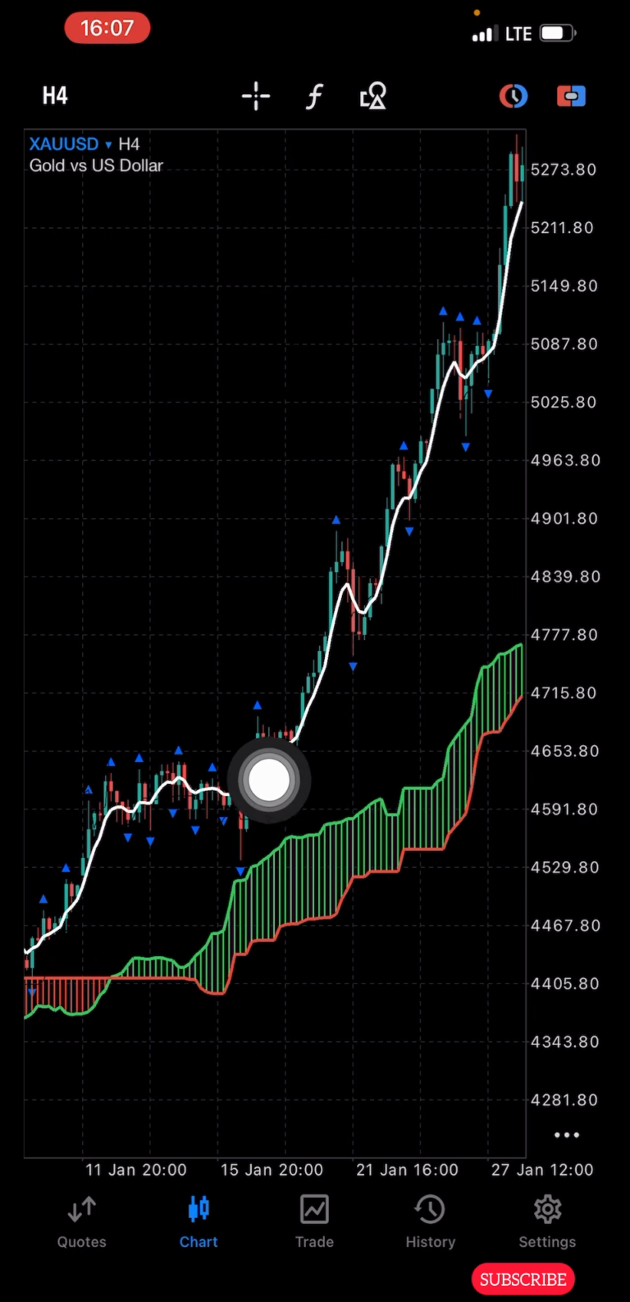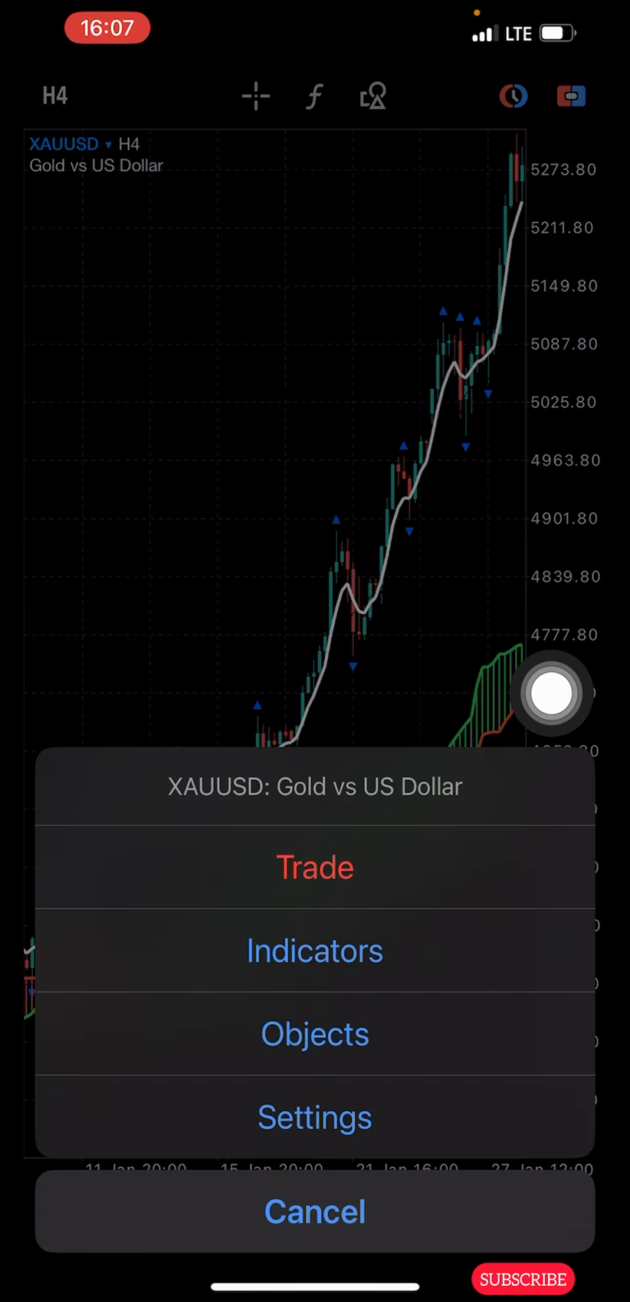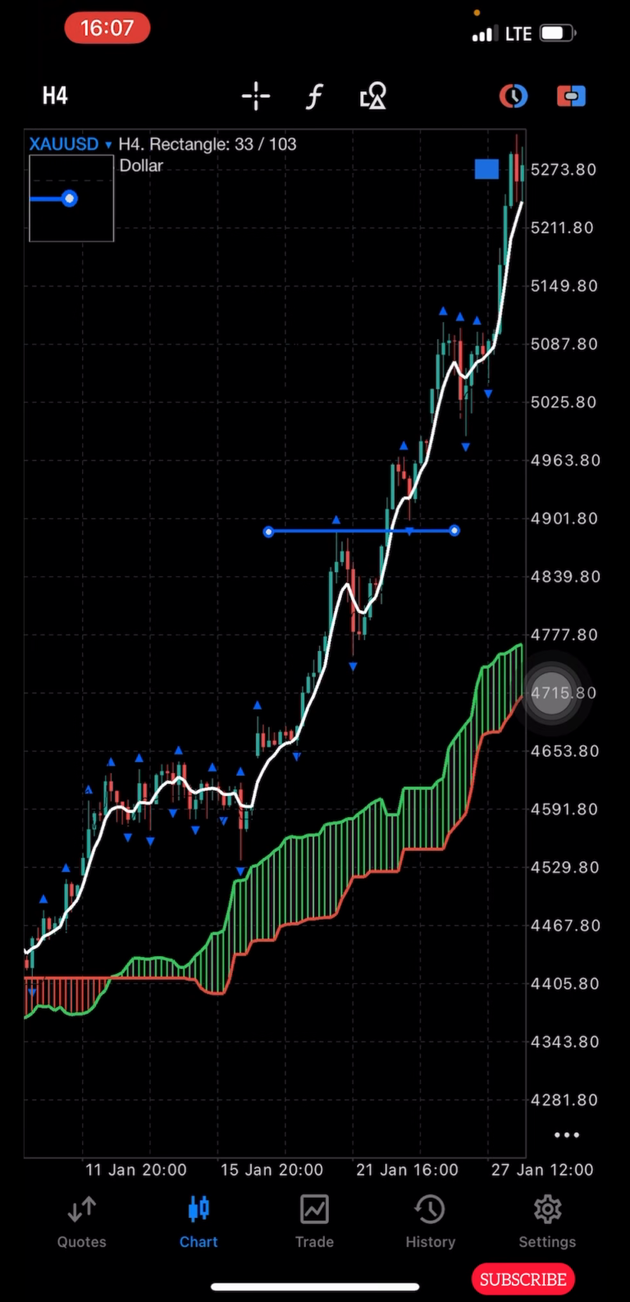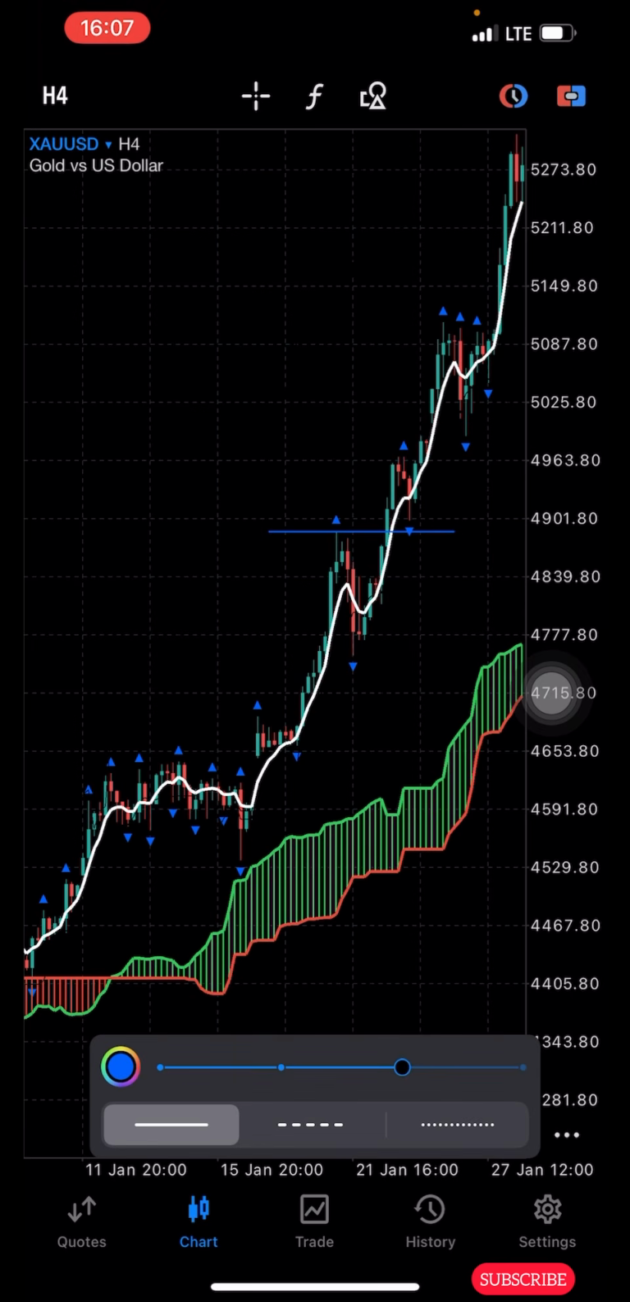So let's use this area now. You can see price made a move towards the upside, and then it came back for retest. Now what you do is that you mark this area, then you wait for the retest. So when it goes back for retest, you want to catch the move back towards the upside.